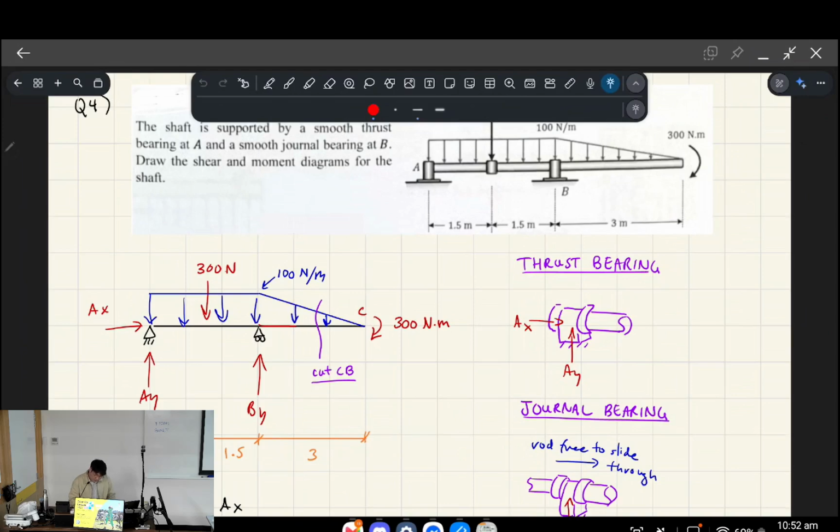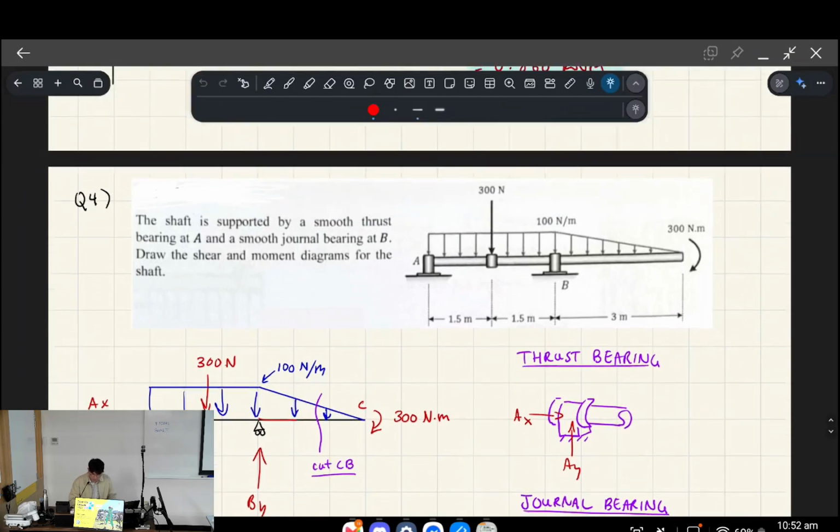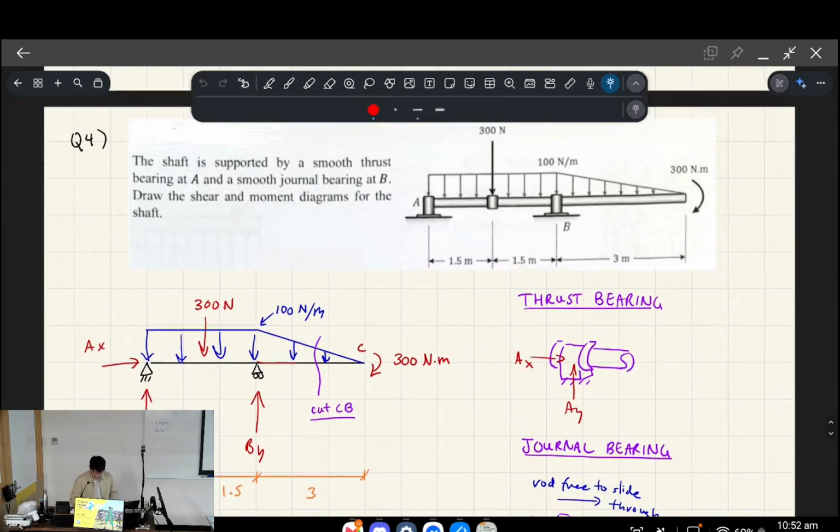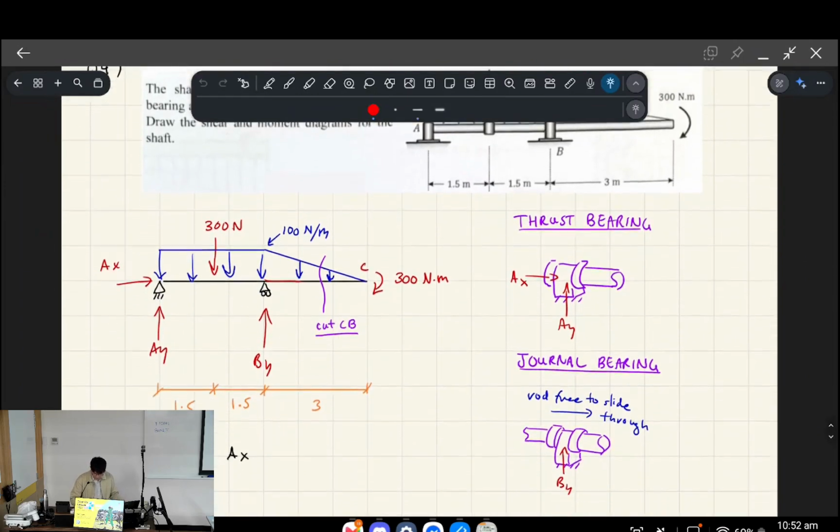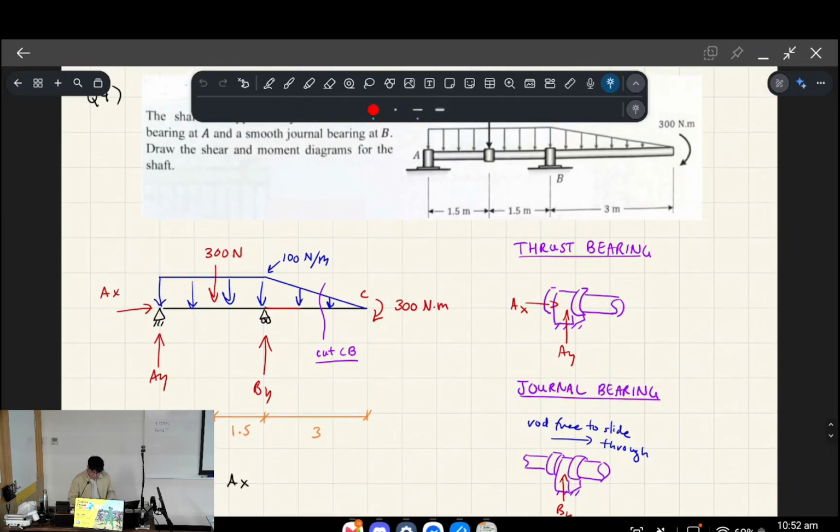Now, in terms of how you approach this question, because it's kind of annoying, the first thing you'll realize is that there's quite a lot of different forces. There's this uniformly distributed load, there's this triangularly distributed load, there's this point load, there's this point moment. So this is why it's good practice, because we've got added complexity. And so you can slowly do this in your own time.